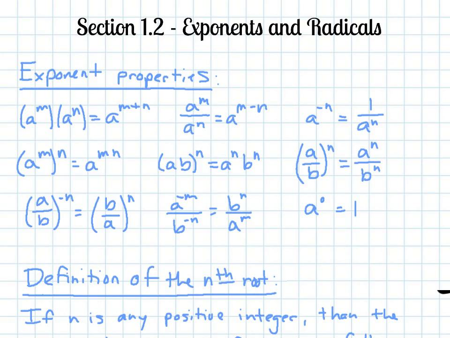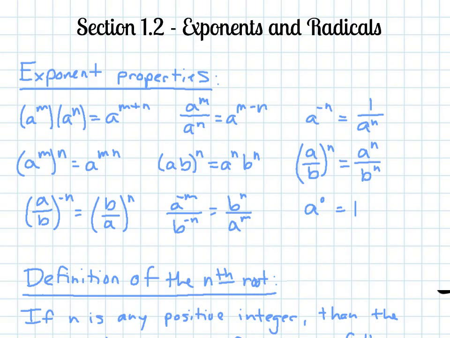Additionally, if you have two bases to the same power, then they both get that power. That third one to the right, same thing. If you have a division of two bases to the same power, they both still get that same power. So it's a to the n over b to the n. And then same thing with the a to the negative n power.